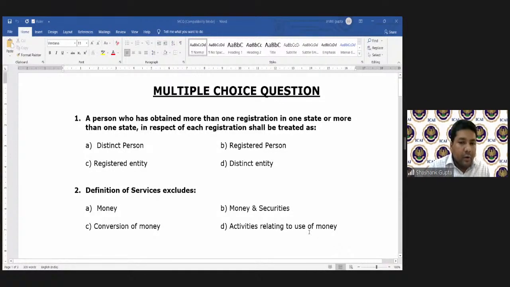Next, question number 2. Definition of services excludes A, money, B, money and securities, C, conversion of money, D, activities relating to use of money. Though we have specifically not discussed this, still, I believe those of you who would have gone back and studied would have an outright answer to this. Come on. Which one is the correct option out of this? A, B, C, or D?